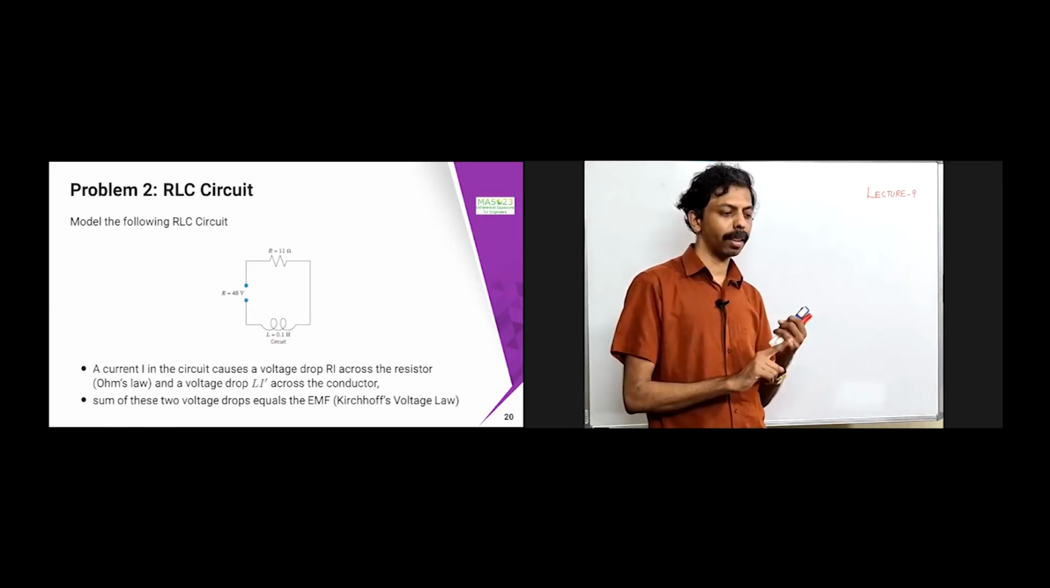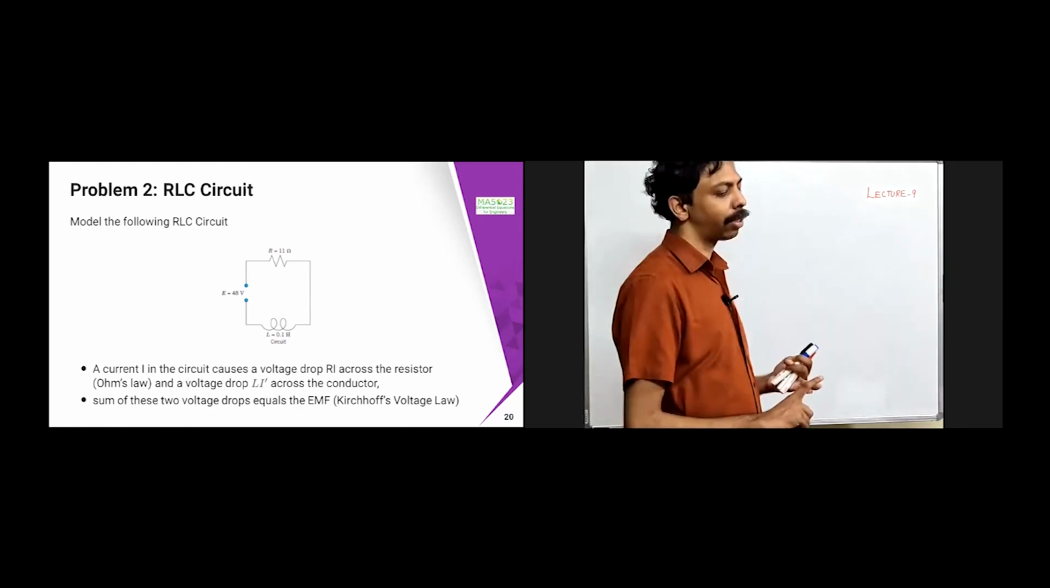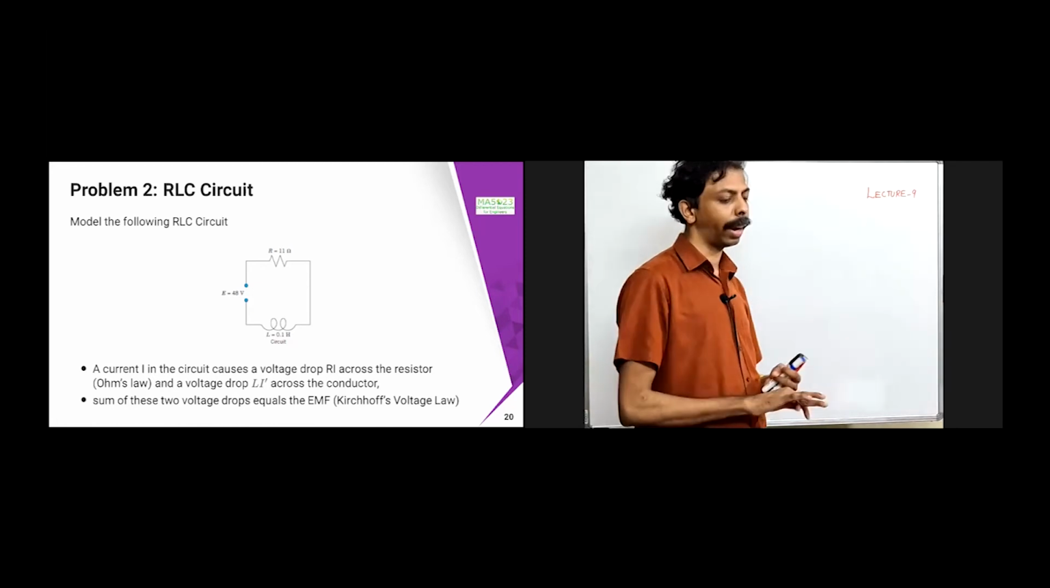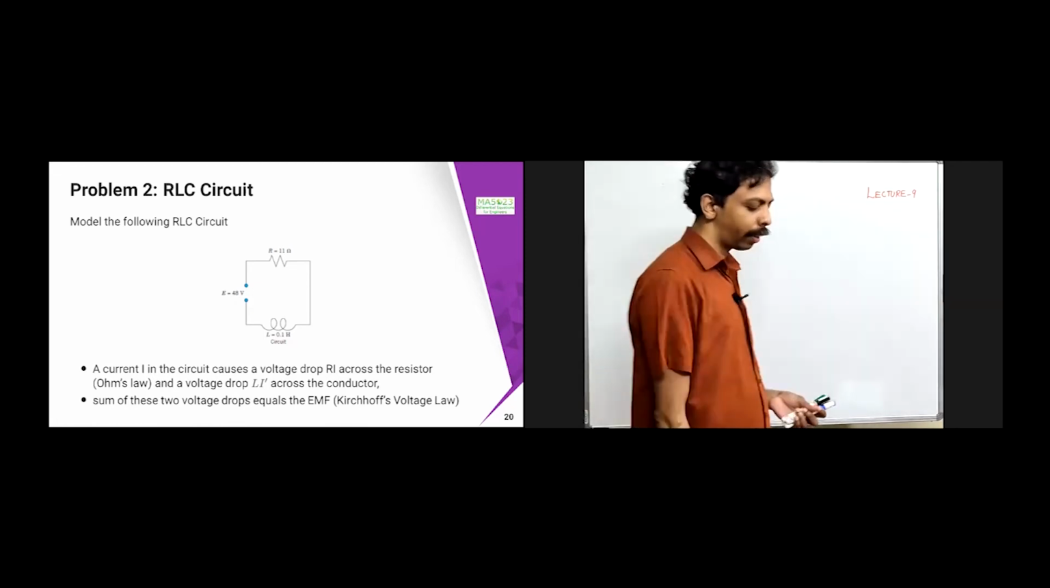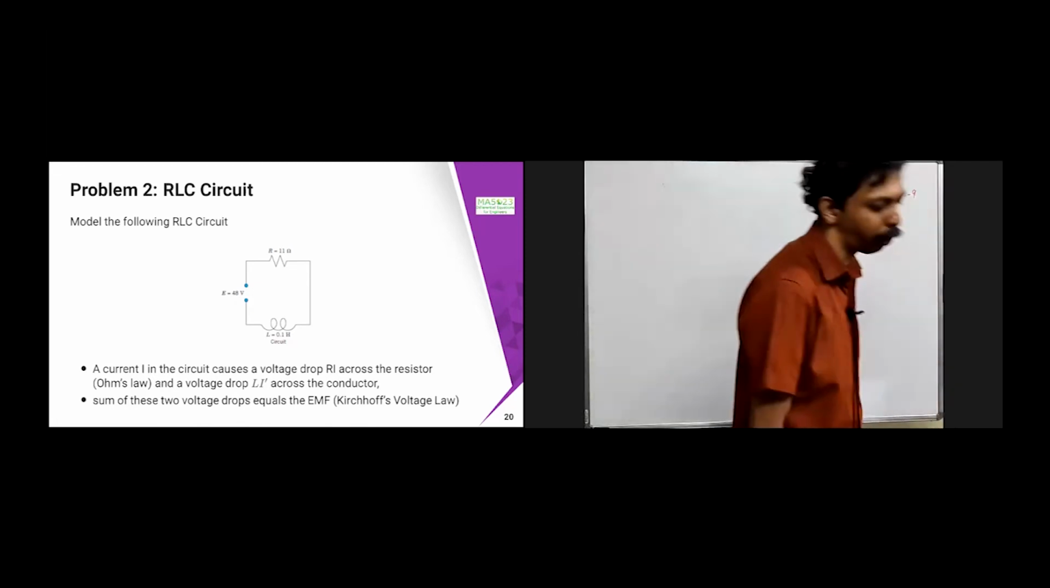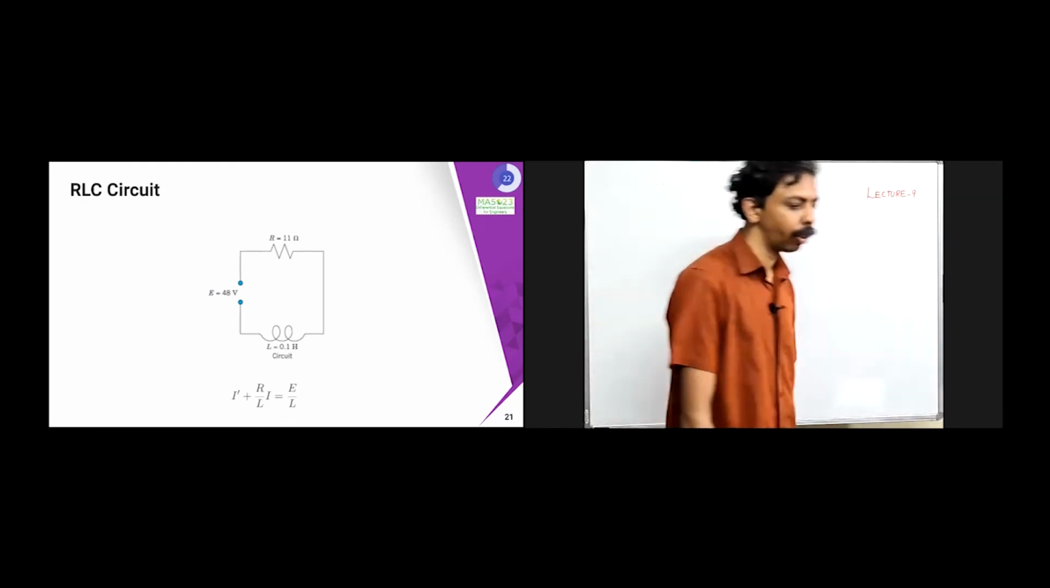One is due to the drop Ri across the resistor, which is due to Ohm's law, and then Li dash, which is across the inductor. You are going to get that. So using Kirchhoff's law, you can find the electromotive force drop. In that case, you can calculate this one.